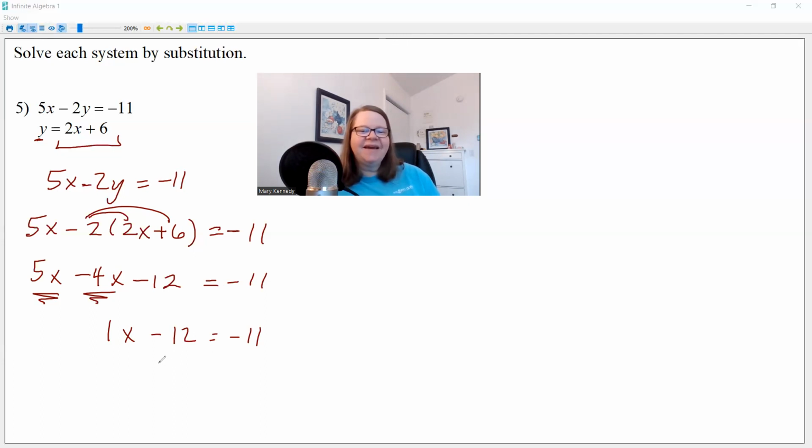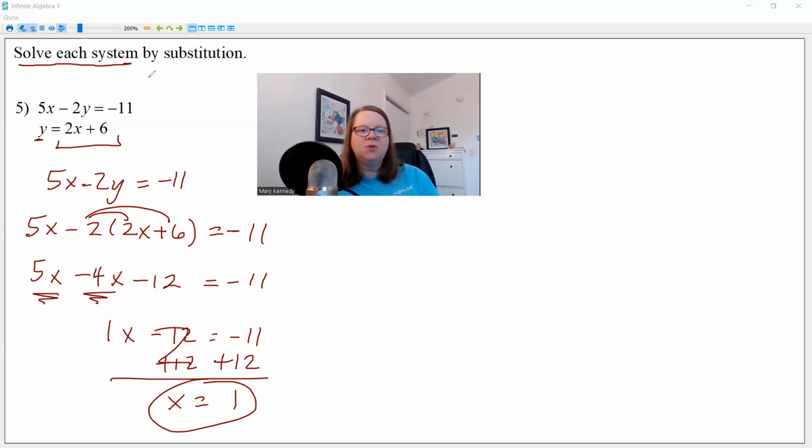And now I just need to add 12 to both sides. All right, so I've got 1x equals negative 11 plus 12, that's like 12 minus 11, which is 1. All right, that worked out nicely. So I have the first part of my answer. Remember, when you solve a system, you're getting a coordinate pair. X is 1, and it's an XY pair. So the 1 goes first because that's where the X value goes.